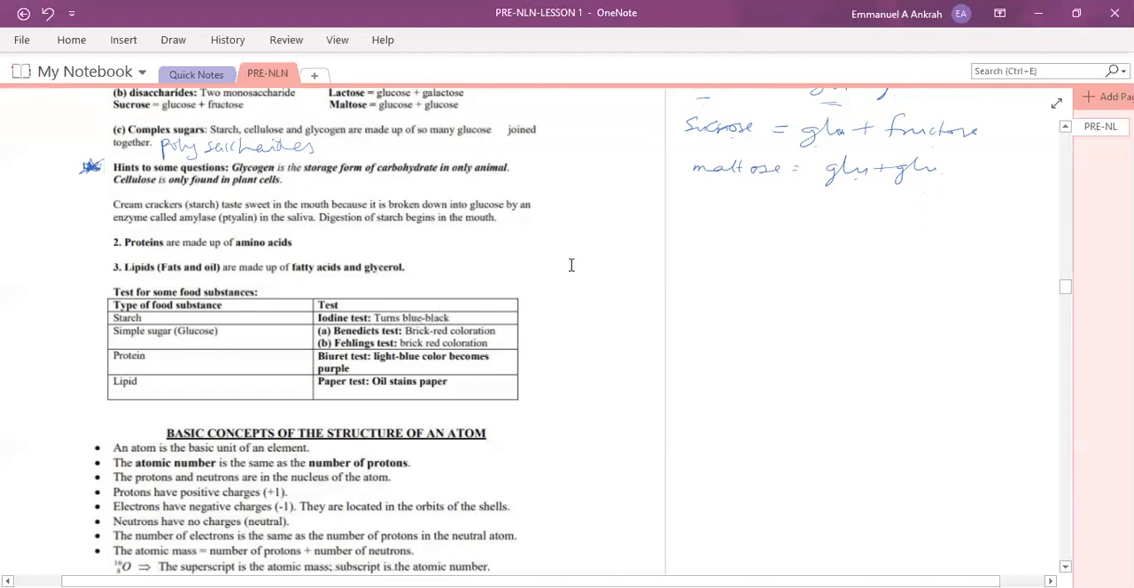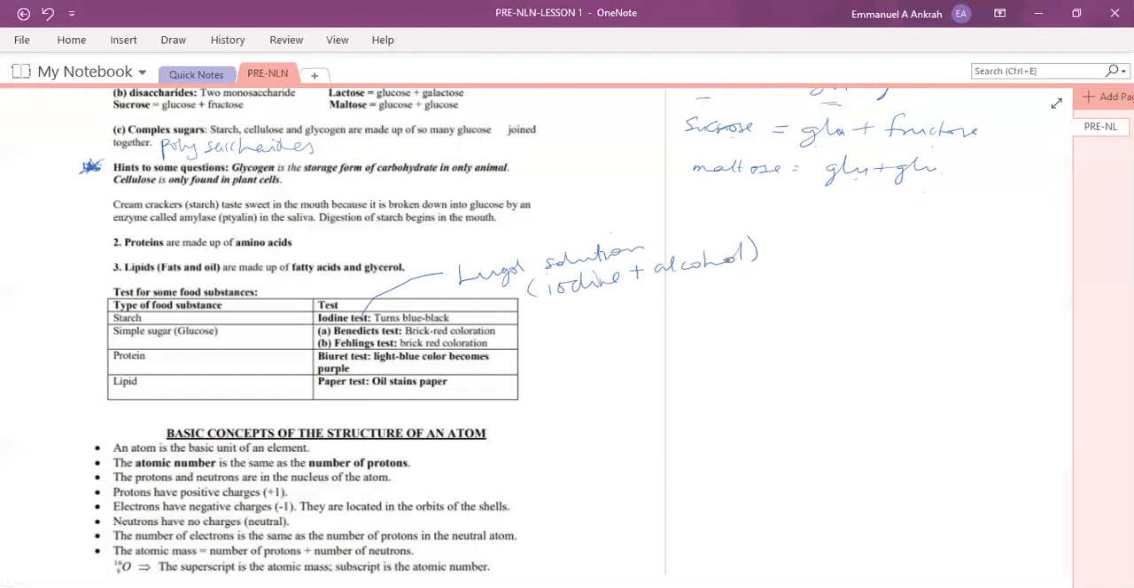Another name for this iodine test, in questions, they sometimes use the word Lugol solution. So when you see the words Lugol solution, they are talking about iodine. It's iodine in alcohol. That's what we call the Lugol solution. It used to be used to dress wounds in the hospitals many years ago. So if you add it to starch, it turns blue-black.